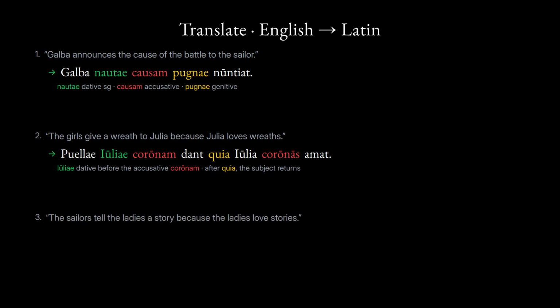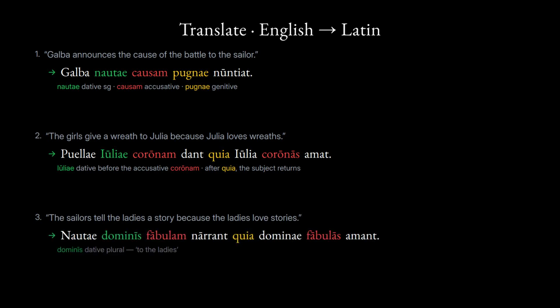The sailors tell the ladies a story because the ladies love stories. Nautae dominis fabulam narrant quia dominae fabulas amant. The dative plural indirect object is to the ladies. After because, the subject returns in the nominative.